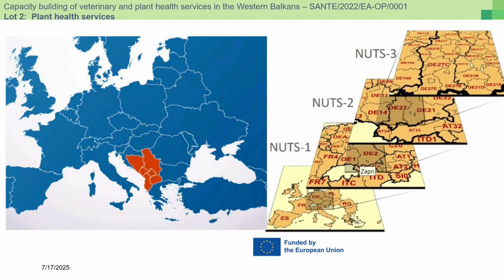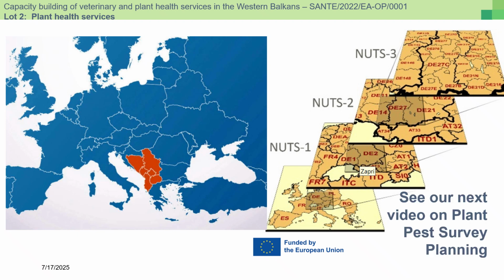With all this preparation, we are now ready for the implementation. If the maps can be produced as a part of survey planning to enable targeted implementation, then using official borders is recommended. In the EU, we use statistical regions and units. The recommended level is NUTS level 2. See our next video on plant pest survey planning and reporting for details.